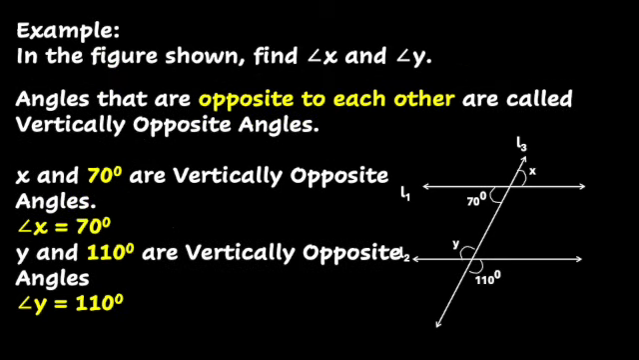In our next example, we need to find the values of angle X and angle Y. Now this example is based on the property of vertically opposite angles as they are equal. So have a look here, you can see angle X and 70 degrees, they are vertically opposite to each other. So we can write angle X equal to 70 degrees. Also another pair, which is Y equal to 110 degrees. Again angle Y and 110 degrees, these are vertically opposite angles. So Y has to be equal to 110 degrees.